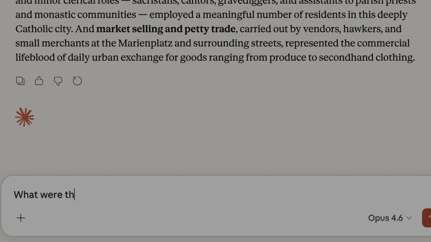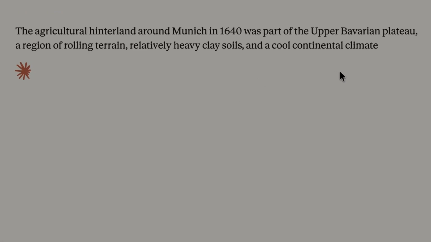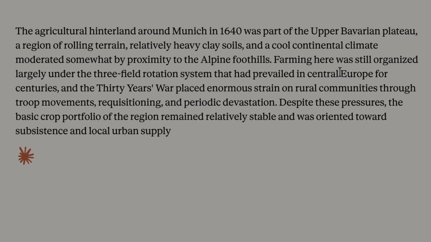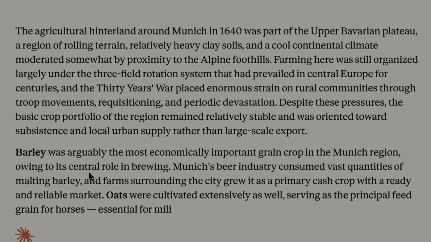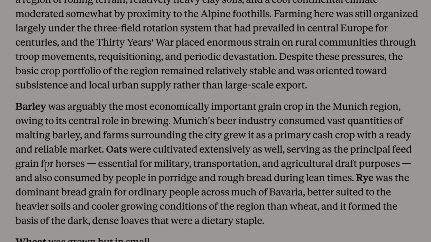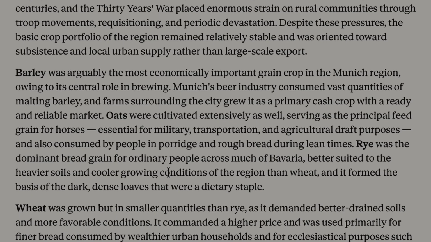What were the major crops on farms surrounding Munich, Germany in 1640? So let's find out. I mean, something for beer, of course. Barley, yeah, number one for beer. Oats for feed. Rye, again, probably for beer.